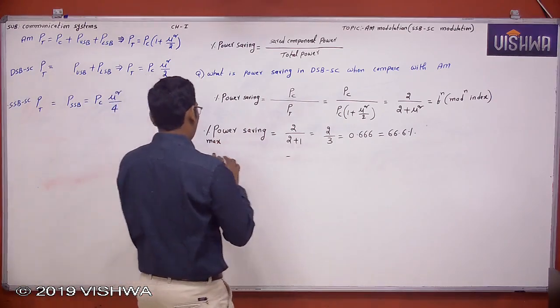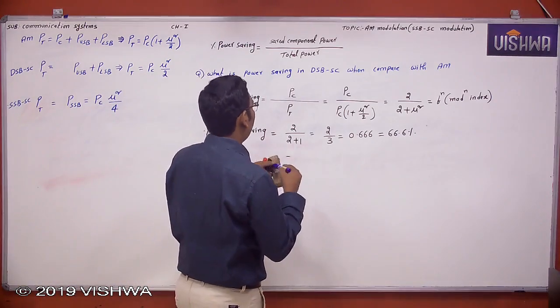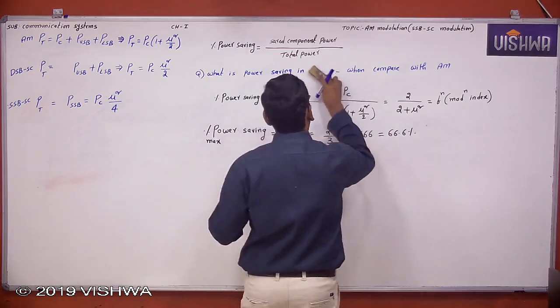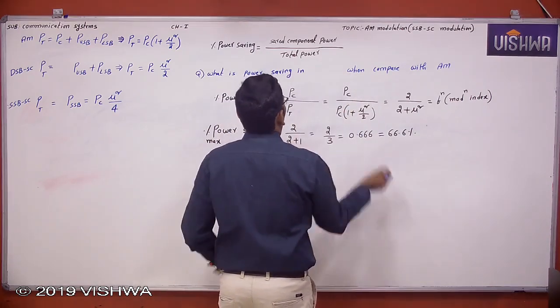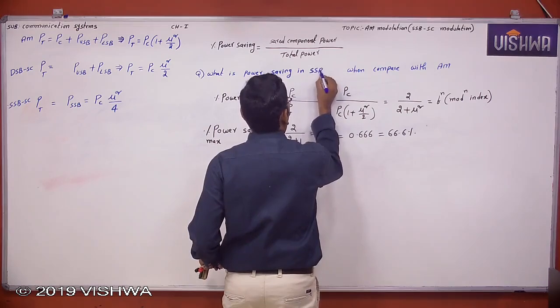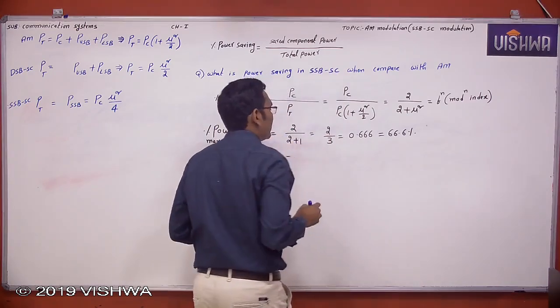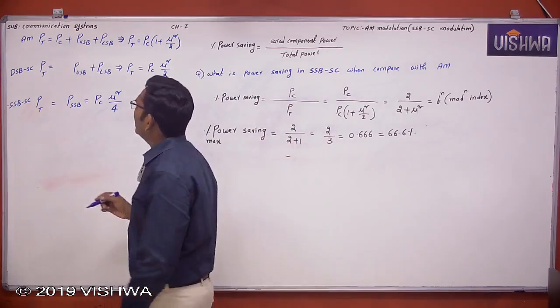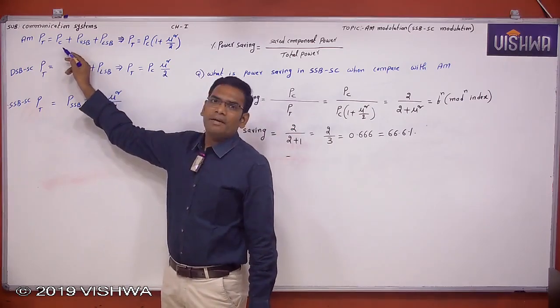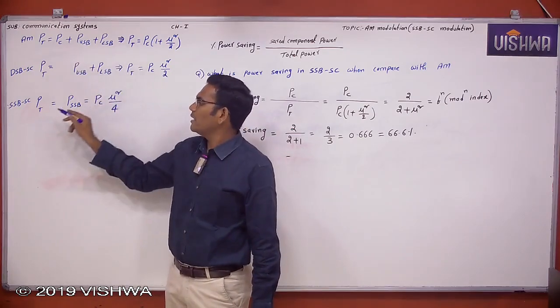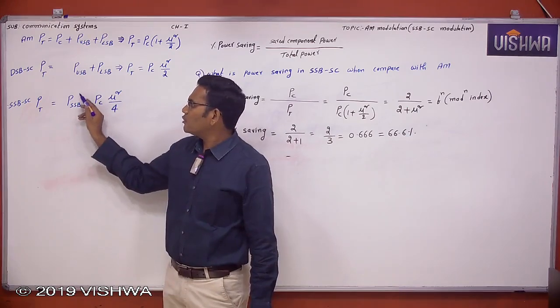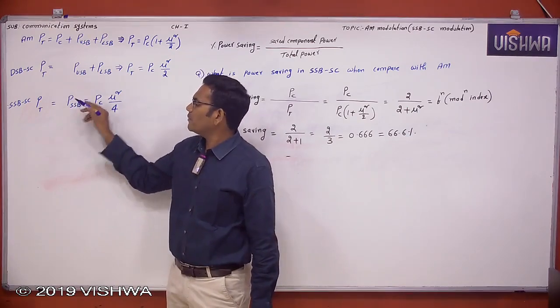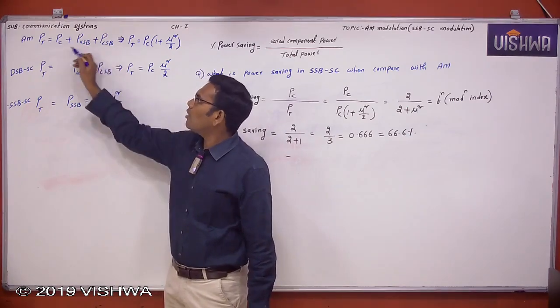Now we'll have another question. What is the power saving in SSB-SC when compared with AM? Now come to here. In AM, the power is distributed among three components, but in SSB-SC, power is distributed in only one component, that is one sideband. So here two components are saved.